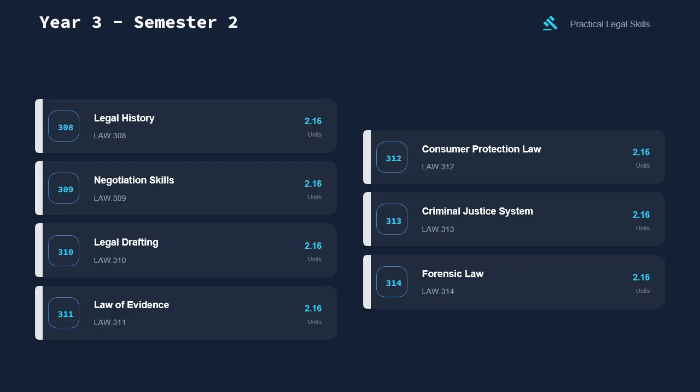Predictive policing algorithms may perpetuate bias. Practical application, lawyers navigate technology's legal and ethical implications. Students analyze forensic reliability and algorithmic fairness. 3.2 Mental health in criminal justice, diversion, treatment, and competency.